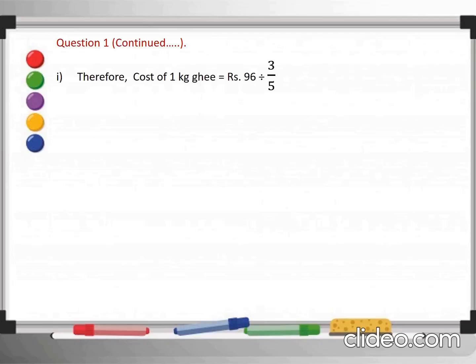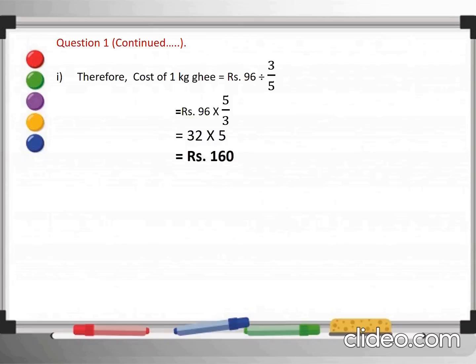So 96 into numerator changes to denominator and denominator changes to numerator. So it becomes 5 upon 3. Now we can cancel 96 and 3 by 3 table. So 3 32s are 96, 3 1s are 3. So we'll get 32 into 5, which is equal to 160 rupees.